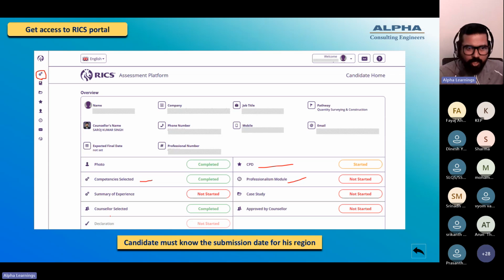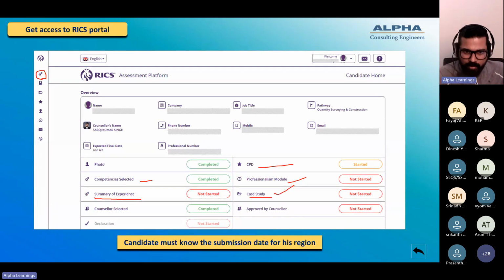Then the most important documents: summary of experience and case study. These are the two documents that you have to complete, and you should download the template that is available on the RICS portal. Just click on it and download it; that will be a Word file. In that Word file, you input your writing, and then convert it into PDF before you upload it here. So download the template, write your documents, convert into PDF, and upload.